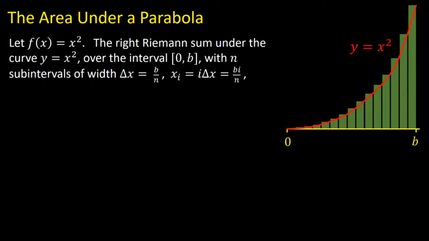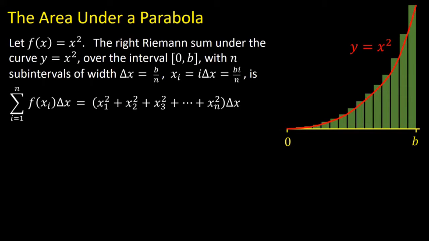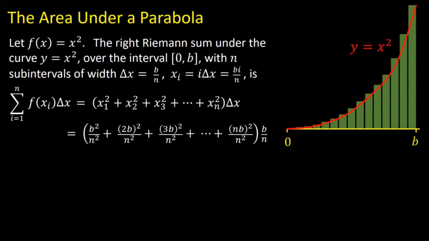Just like last time, xi is b i over n. And then we get the right Riemann sum, which is very similar to the previous formula we worked out. But this time, we have all the xi's squared. And then we pull out the common factor delta x. And when you substitute in the delta x and the xi's, this is what you get.